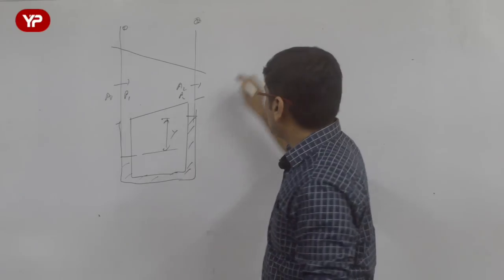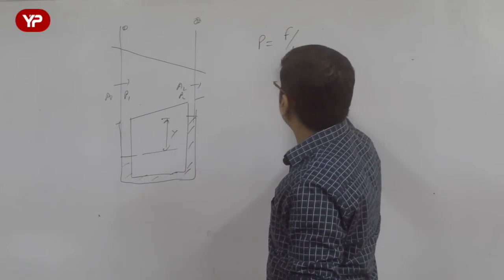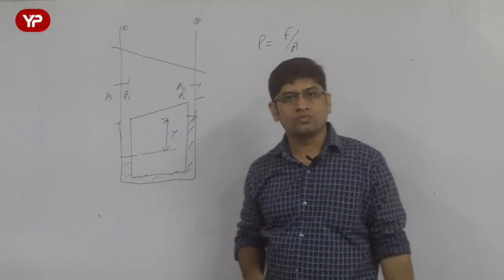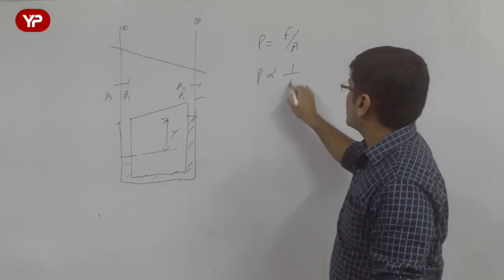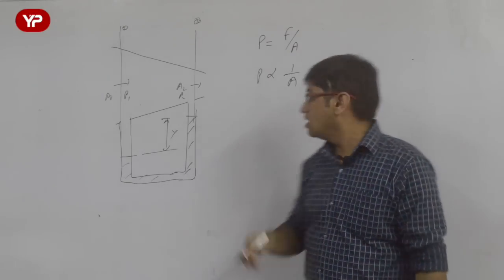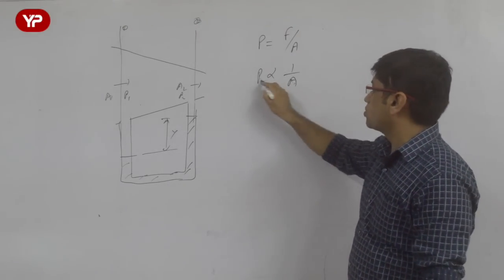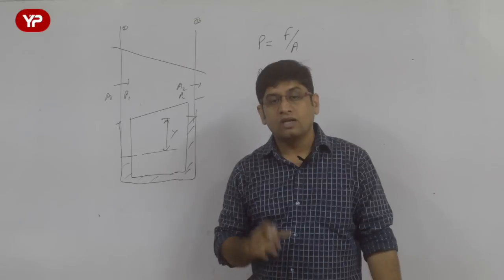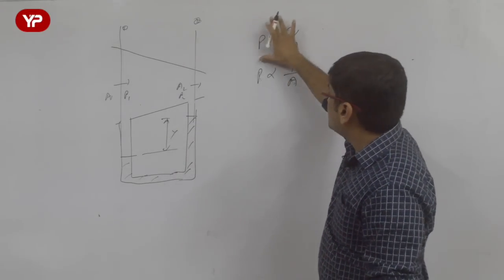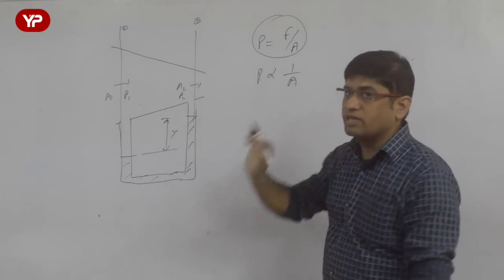But many times students say, sir, dimensionally pressure is force per unit area. Pressure is equal to force per unit area. That means pressure is inversely proportional to area. That means if area is less, pressure is more. If area is more, pressure is less. That is the question they ask. Let me tell you, first thing, this particular expression is dimensionally written.